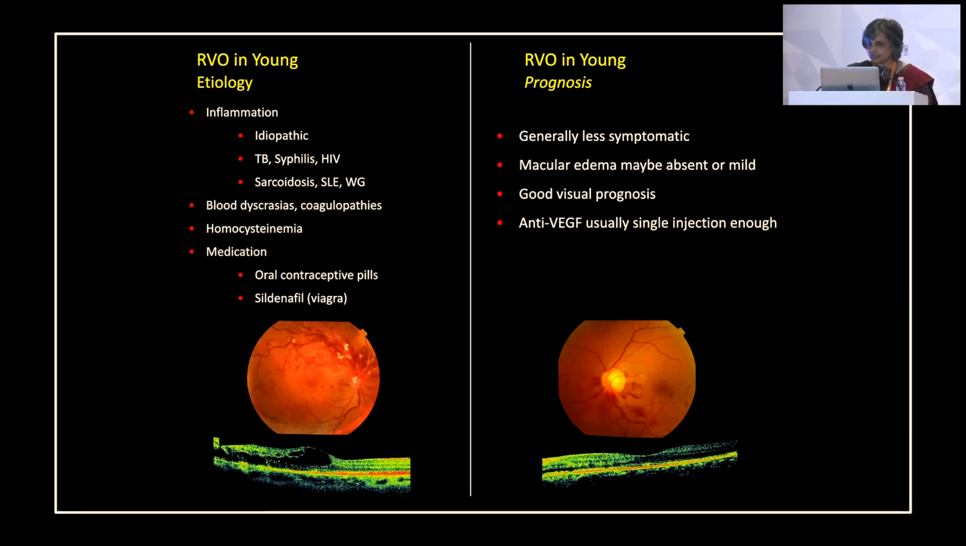Retinal vein occlusions in young patients generally have a very good prognosis, may not need any treatment, but if required, generally one anti-VEGF injection is enough. The causes are inflammation, idiopathic, blood dyscrasias, or more often medication.